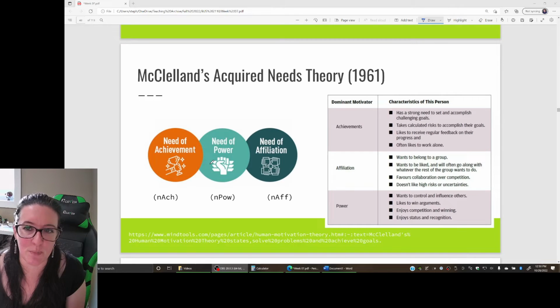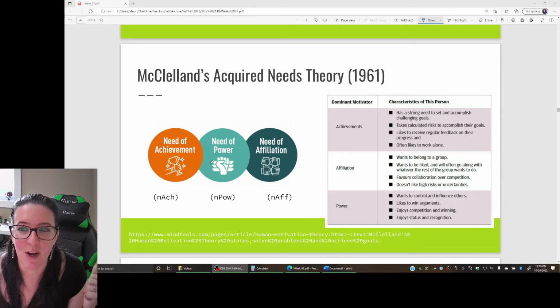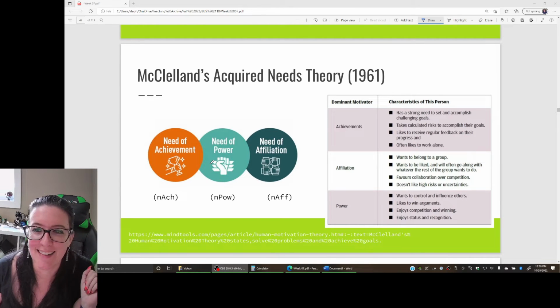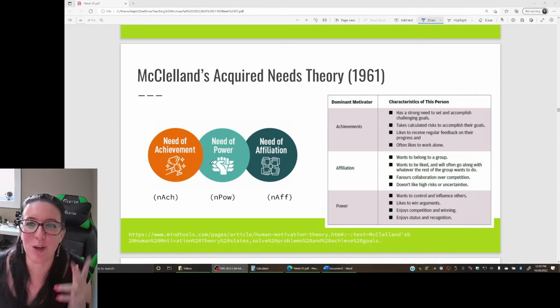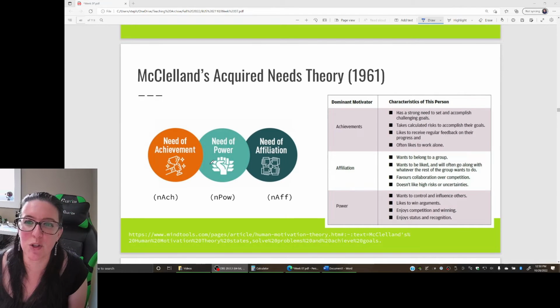The need for achievement. We like to reach our goals, and we like to check things off of our to-do list. We may be people who prefer to work alone. Why? Because we just want to get things done. And we don't like it when people waste our time or things take too much time, so we can't get those items checked off the to-do list or accomplished. So we have a strong need to set and accomplish challenging goals.